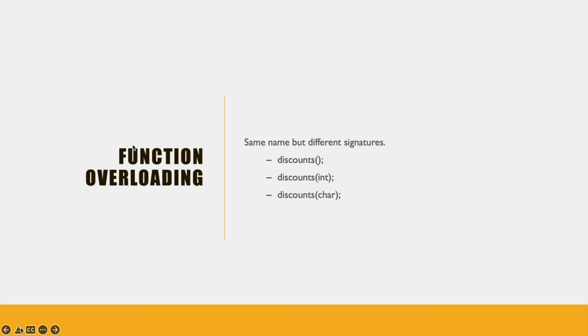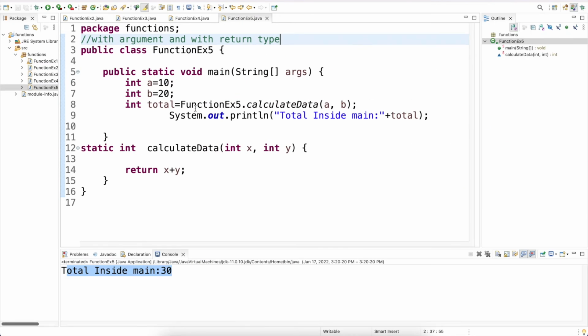Now let's see what is function overloading. It is common interview question. What is function overloading? So when we use the same name but with different signatures, which means you can have the function name as same but the signature should be different. Let's see that.